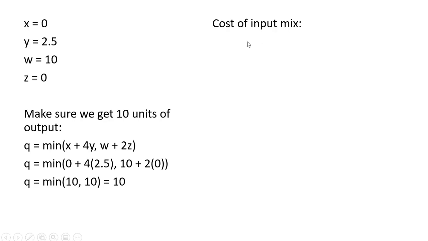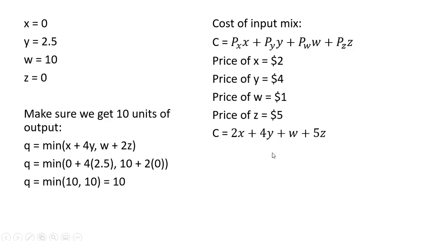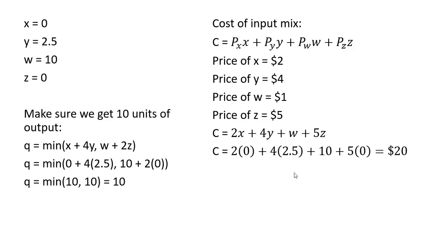And now let's look at the cost of that input mix. Here's our total cost equation: the price of the input times the number of inputs used. Recalling our prices, plugging those into the cost equation, and now substituting our input mix into the cost equation, the firm can produce 10 units of output at a minimum cost of $20.